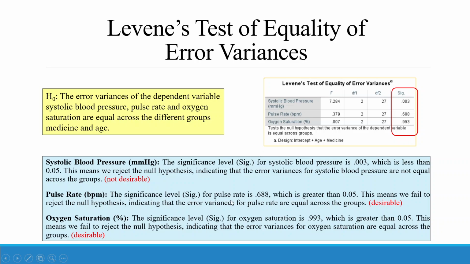The next is pulse rate. The significance level for pulse rate is 0.688, which is greater than 0.05. This means we fail to reject null hypothesis, indicating that the error variances for the pulse rates are equal across the groups. This is desirable. Oxygen saturation. The significance level for oxygen saturation is 0.993, which is greater than 0.05. This means we fail to reject null hypothesis, indicating that the error variances for the oxygen saturation are equal across all the groups. So this is also desirable. Now let's proceed further.